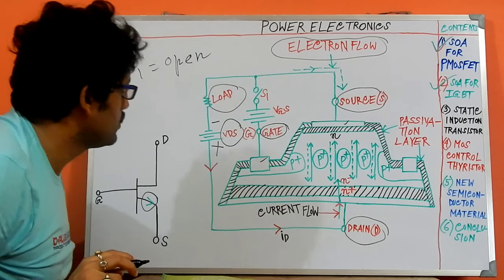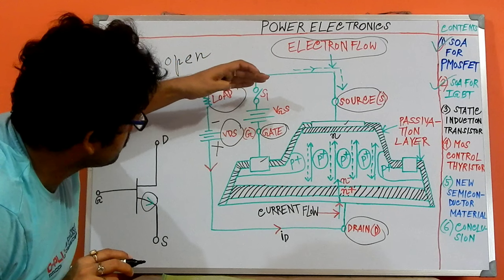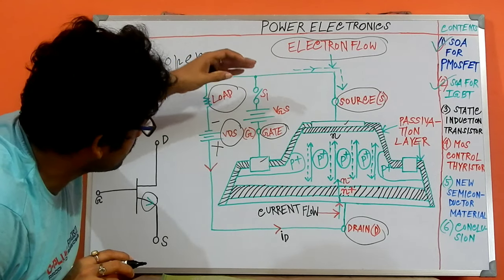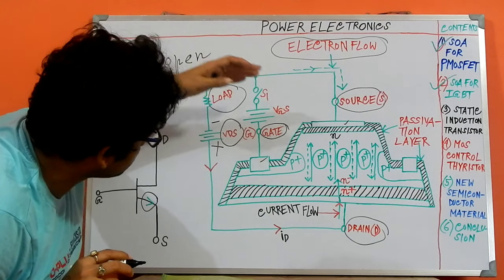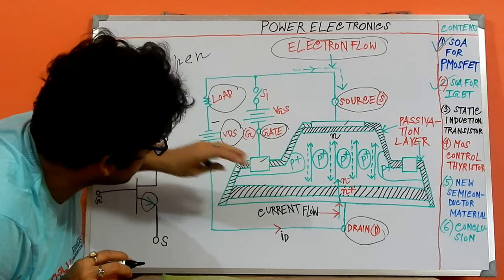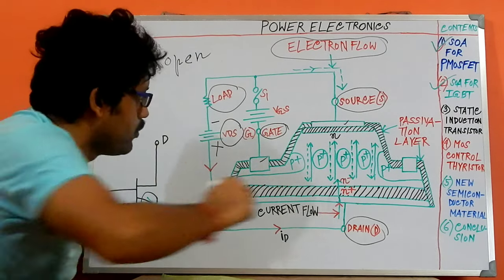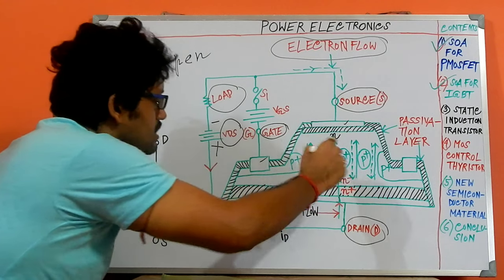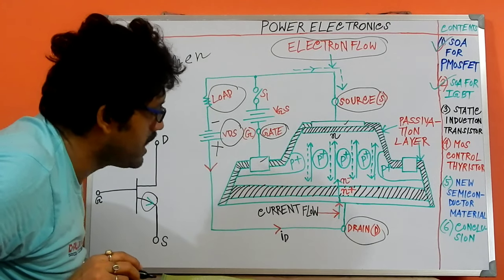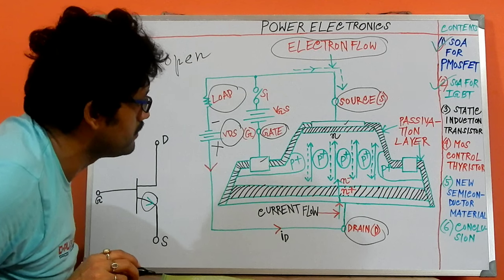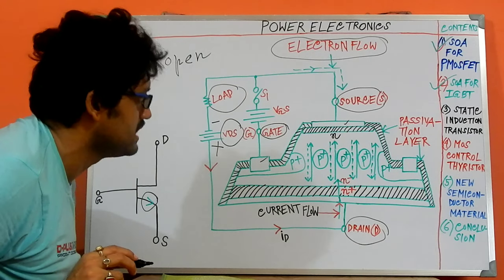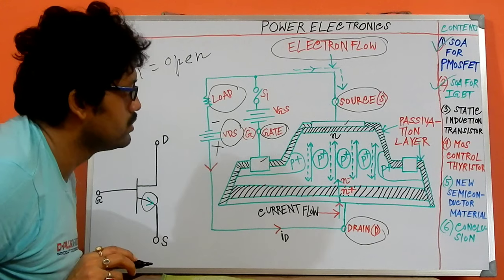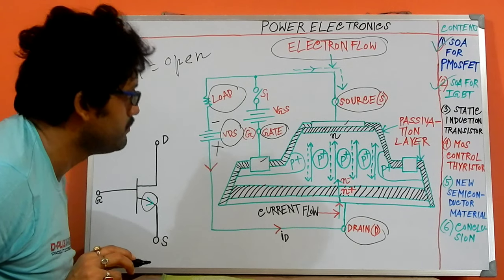Okay, so because of the gate source voltage, there is no additional electron flowing in this region. So the added path is not formed because the N is not short circuited in between the P plus and N. Okay, so the conduction path is missing.